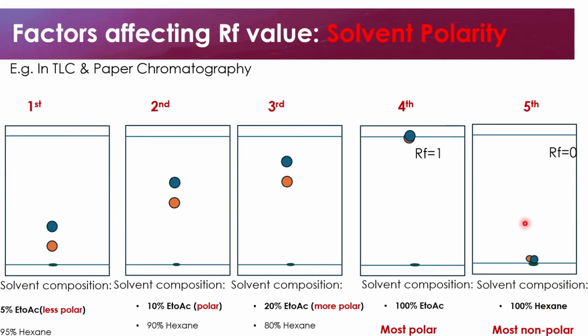Let's look at how solvent polarity affects the RF value in chromatography. I'll explain this by using the chromatograms below. This is the first chromatogram, the second chromatogram, the third chromatogram, the fourth chromatogram, and the fifth chromatogram.